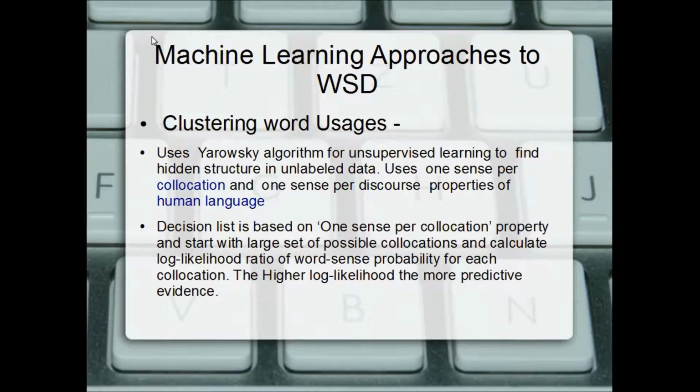The other machine learning approach towards word sense disambiguation was clustering word usage, which used the Yarowsky algorithm for unsupervised learning to find hidden structures in the unlabeled data. It uses one sense per collocation and one sense per discourse properties of human language for word sense disambiguation. The actual disambiguation is carried out with a decision list. This decision list is based on the one sense per collocation property and starts with a large set of possible collocations and calculates the likelihoods of words per sense probability for each collocation. The higher the log likelihood, the more productive the evidence.